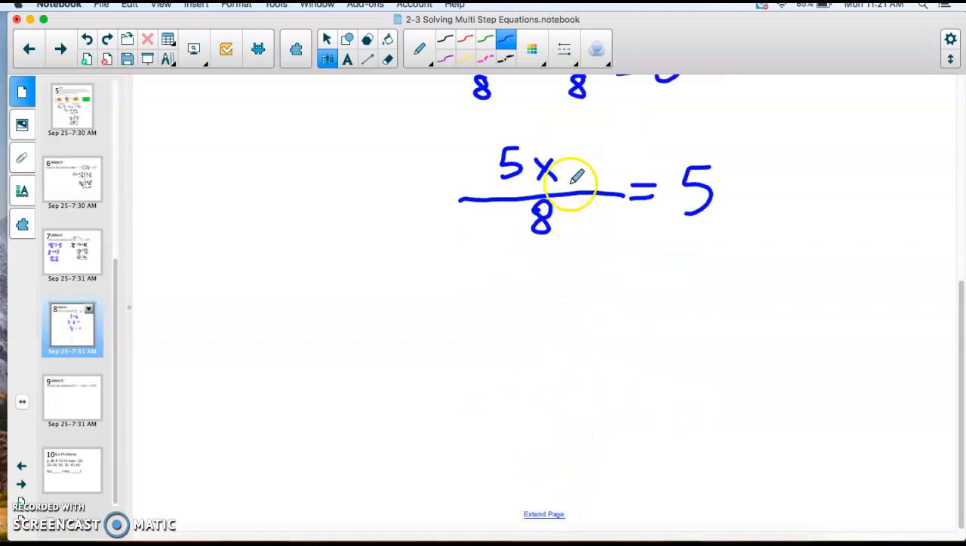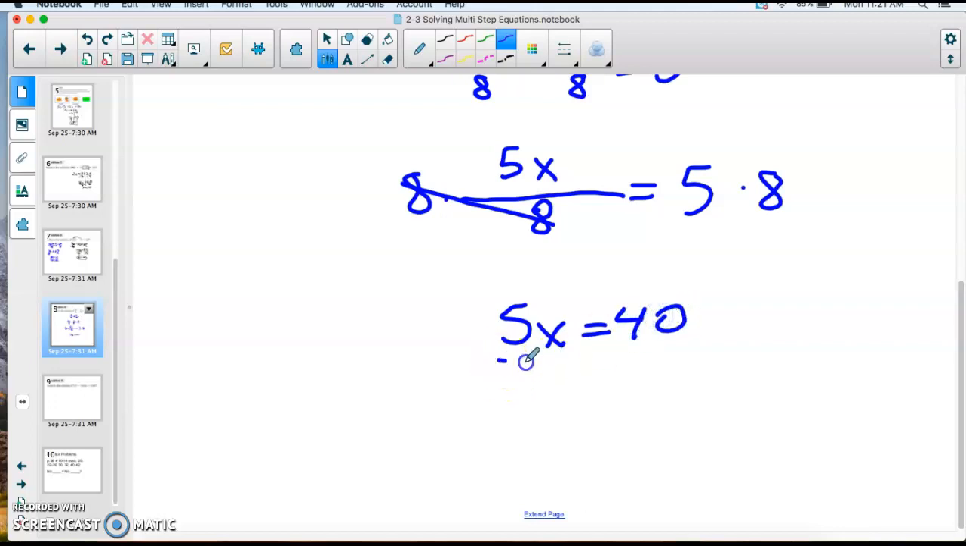Okay, now we need to multiply by 8 to get rid of the fraction. So we get 5x equals 40. And then we're going to divide by 5. So we get x equals 8.